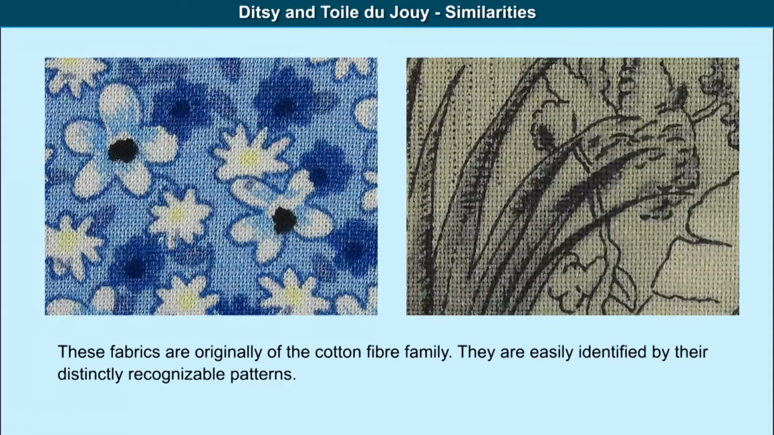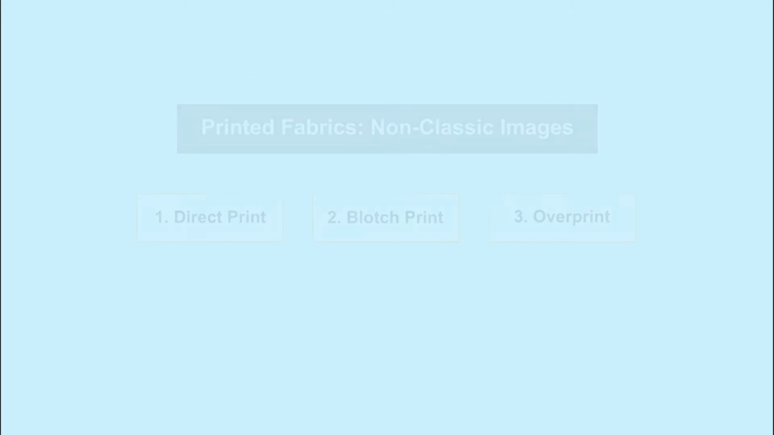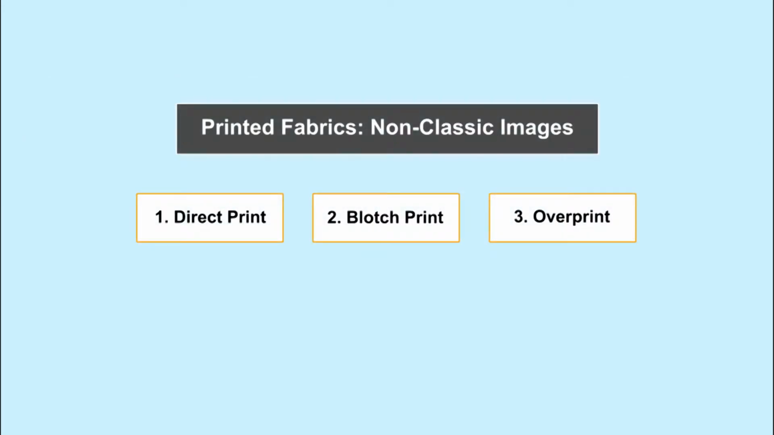Toile de Jouy. These fabrics are originally of the cotton fiber family. They are easily identified by the distinctly recognizable patterns. Then non-classic images, printed fabrics.